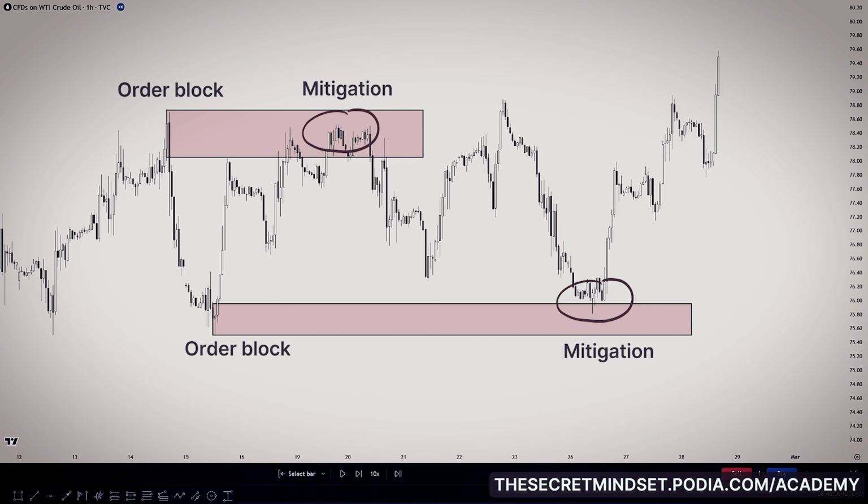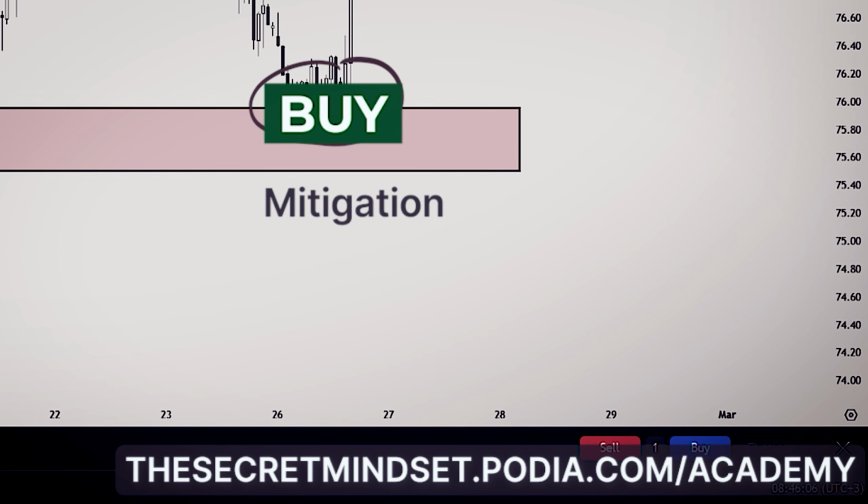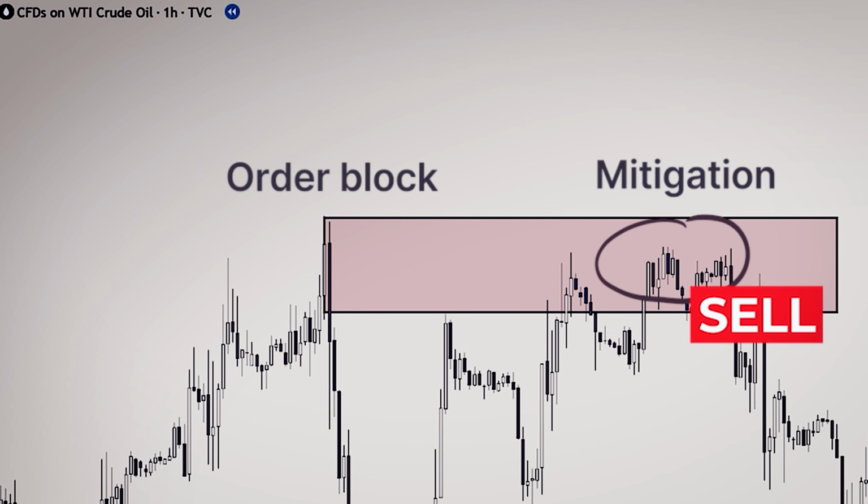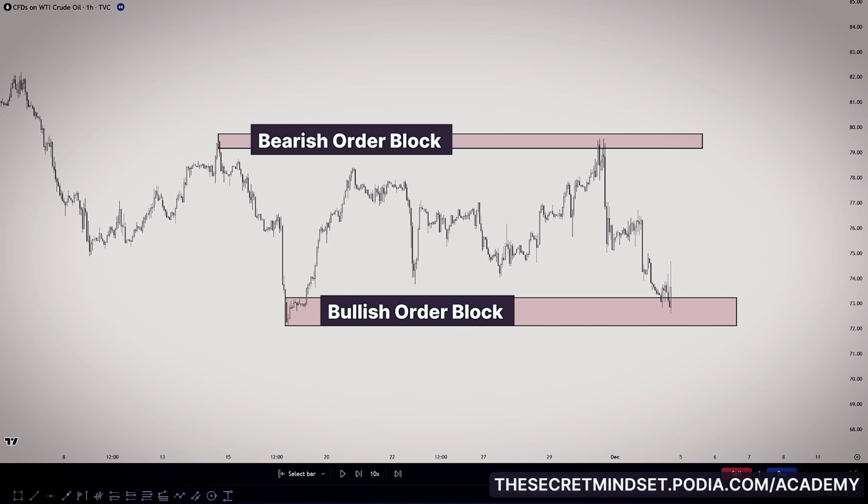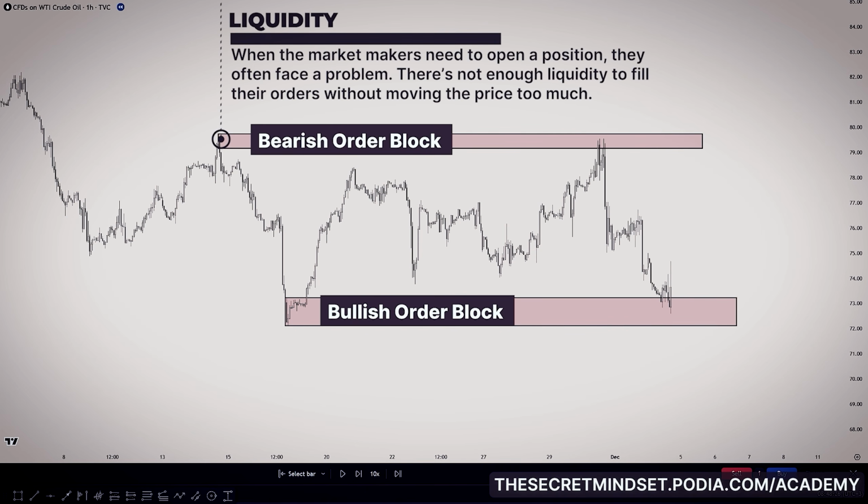So how can you use this info? Well, it gives you a roadmap of sorts. When you spot an order block, you can expect price to come back to it at some point. That's your chance to hop on the ride. If you see a bullish order block, you're looking for buy opportunities. For bearish ones, you're thinking about selling. Remember, it's all about liquidity, or rather, the lack of it.